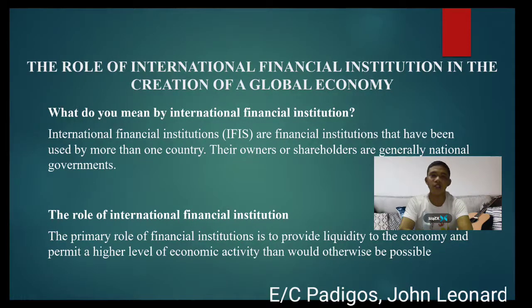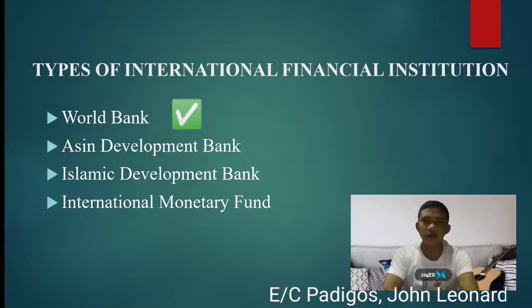So now, let's move on to the types of international financial institutions. The first is the World Bank, the international financial institution that provides loans to countries of the world for capital projects. It was established by the United Nations Monetary and Financial Conference, or the Bretton Woods Conference.